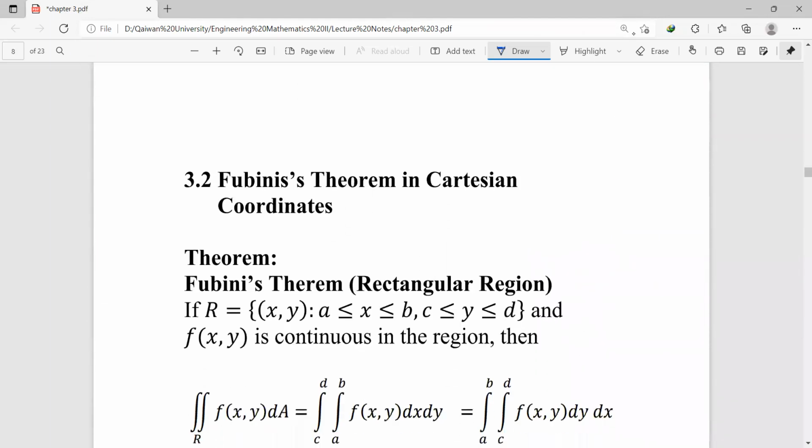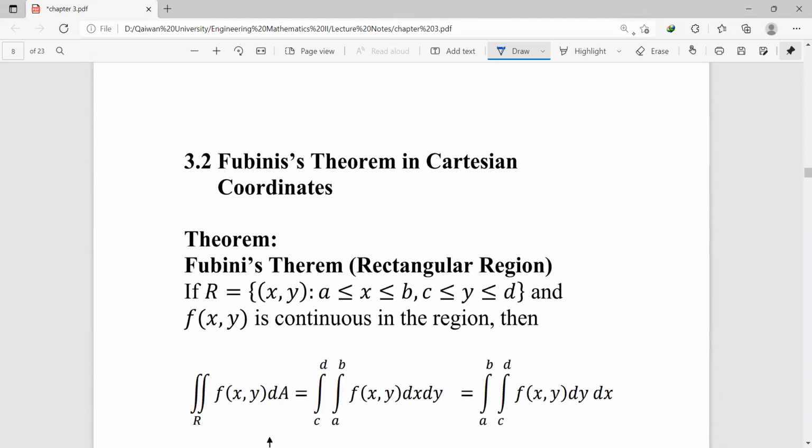Now you have Fubini's theorem in Cartesian coordinates, for a rectangular region. We say if R is a region, x is from a to b, and y is from c to d, and f of x y is continuous on the region, then you can find its integration. f of x y must always be continuous on the region. If it's not, we cannot.